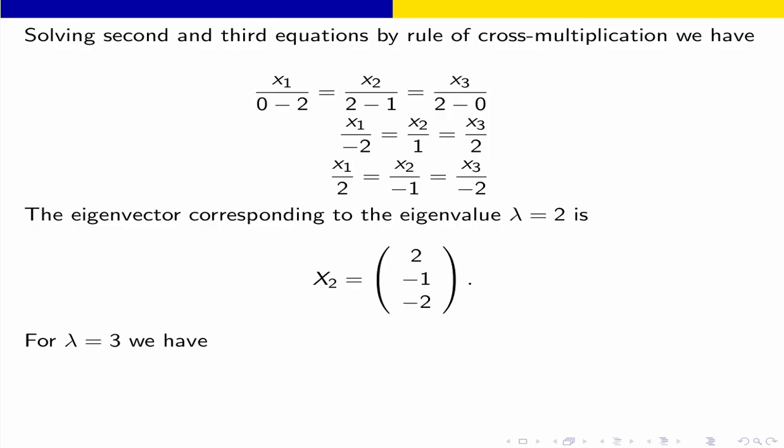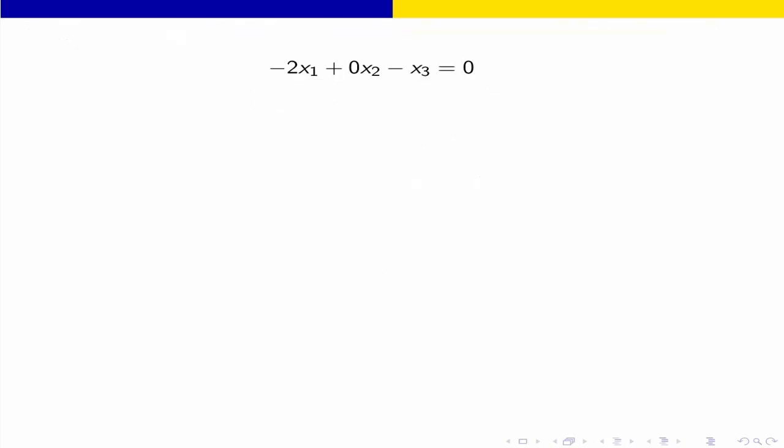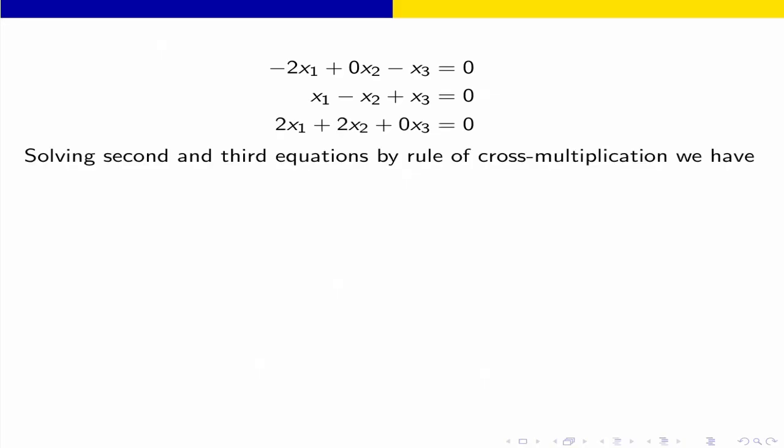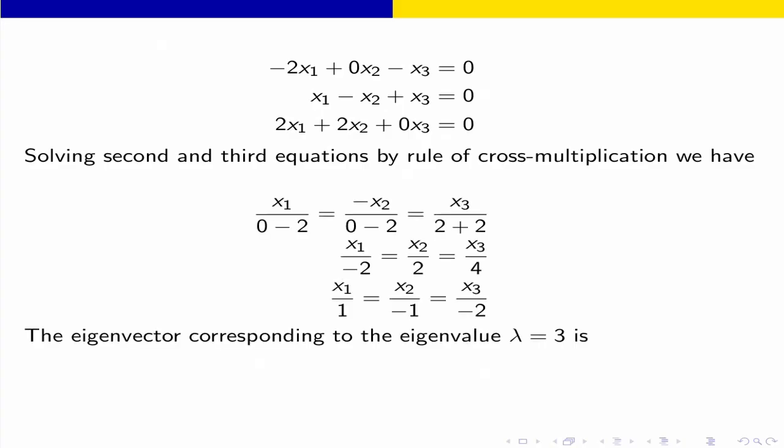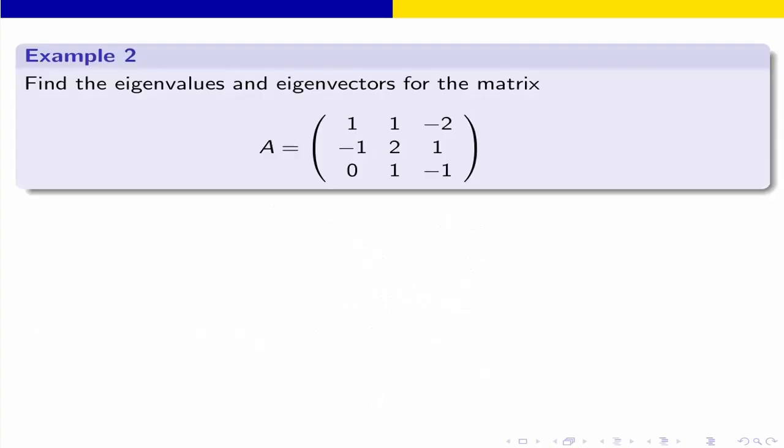Now we go to find for lambda is equal to 3. The same methodology as in the previous case. From the 3 equations we can choose any 2 non-similar. Here the second and third we can take as non-similar. So therefore we can take them as they are, and we will get the eigenvector as this.